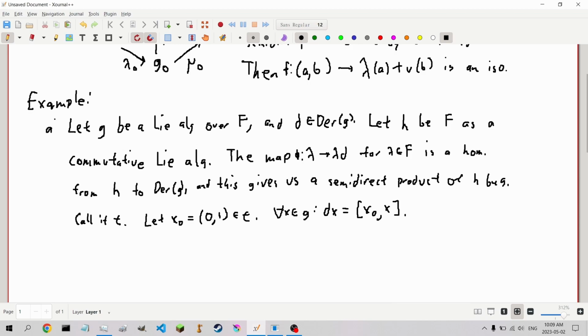I guess we'll call this example A. Now I get example B. We're going to let G be a Lie algebra over F as before. We're going to let M be an F module. So I guess this is a ring. I guess that's why they're using K. Whoops. Anyways.